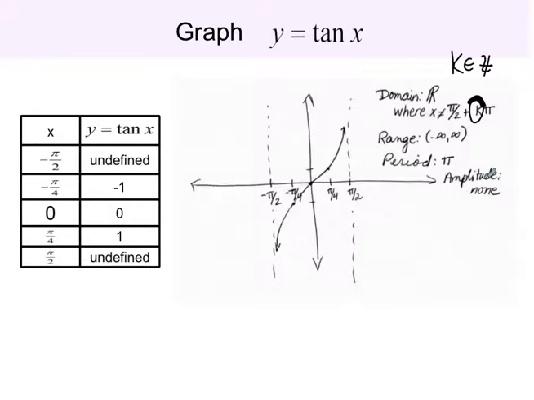My period is pi. And there is no amplitude because amplitude is half the difference between the maximum and the minimum values. There is no maximum value here. There is no minimum value here.